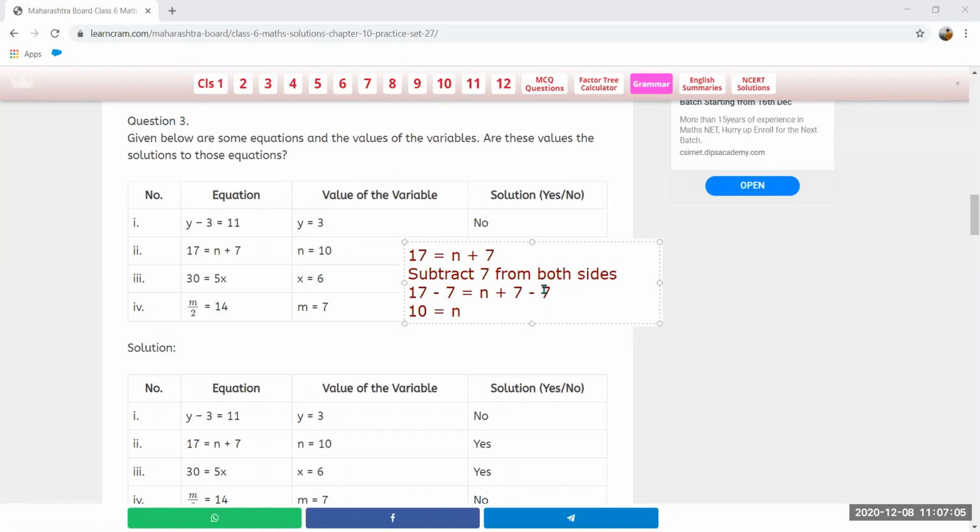Now here plus 7 minus 7 would get cancelled. So what we will get only n. Now 17 minus 7 is equal to what? 10. So n is equal to what? 10. Right? N is equal to 10. So solution is yes or no? Yes, because here value of n is already given. Right? Now let's do another sum.